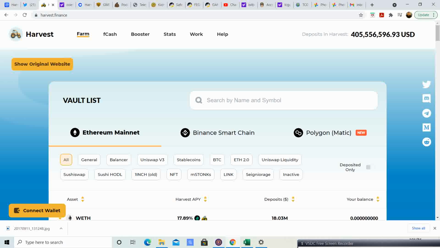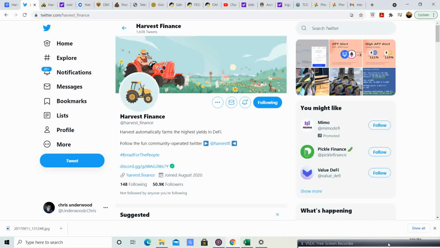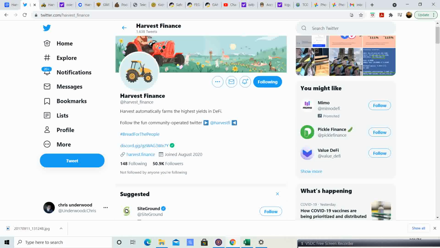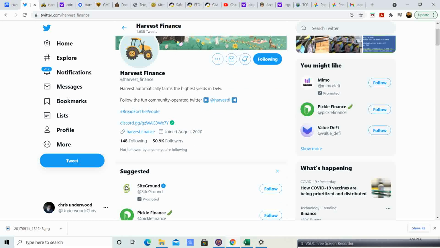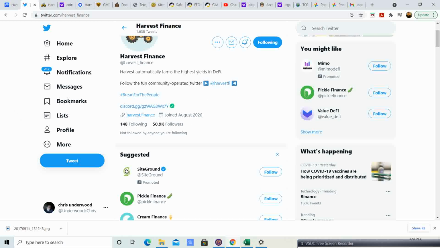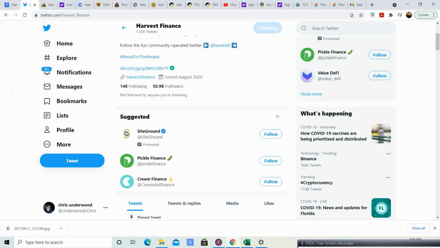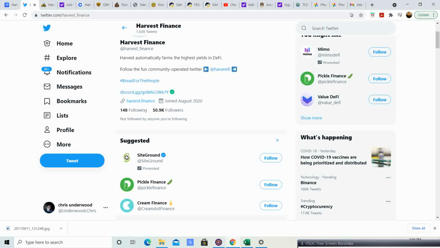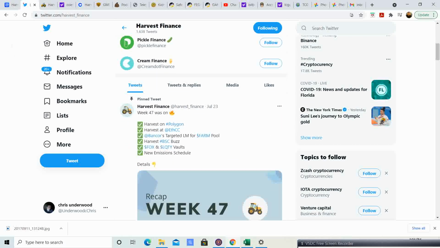So let's go over to their Twitter. You guys want to check them out? It's at Harvest underscore Finance. Harvest automatically farms the highest yields in DeFi. Follow the fun community-operated Twitter. So there's their Twitter, there's their Discord. They have over 50,000, almost 51,000 followers, guys.